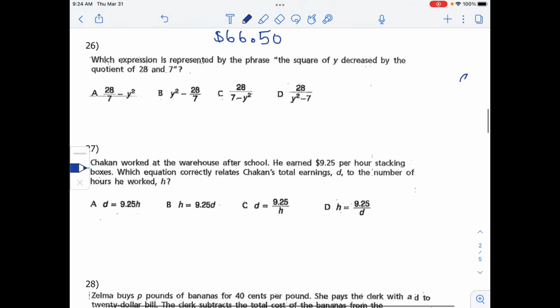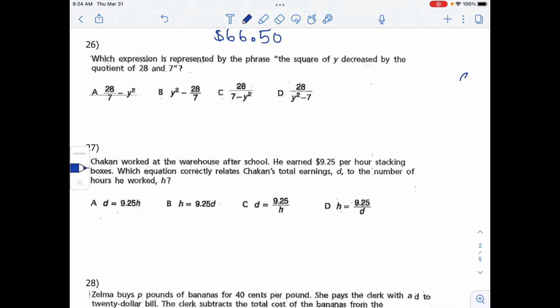All right, number 26. Which expression is represented by the phrase, the square of y decreased by the quotient of 28 and 7? All right, square means we need an exponent of 2. Decreased by means there's some subtraction in there, and quotient means there's division. As I'm looking at all the multiple choice options, I see an exponent of 2, subtraction, and division with that fraction bar. So I can't eliminate any options here.